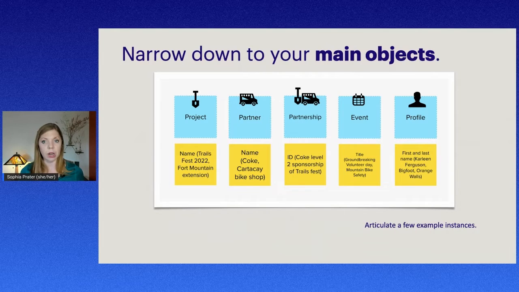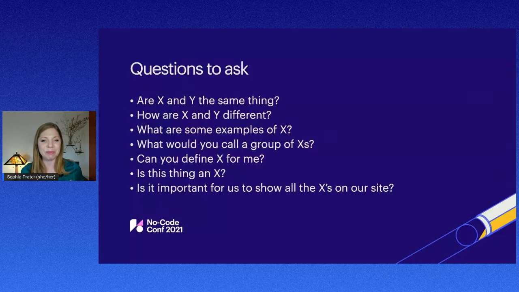For example, here is Trails Fest 2022. Is that really considered a project? It seems maybe it's too big to be a project. So we want to have that conversation. Is that really a project? Is Orange Walls the band a profile or a partner? Where does that fit in? So we're just really making sure that we're all singing from the same sheet of music, that we all have a really good idea of what these things are, and having good examples in our head helps a lot. And making sure that we all have the same thought bubble.